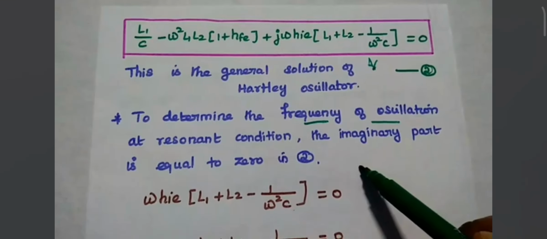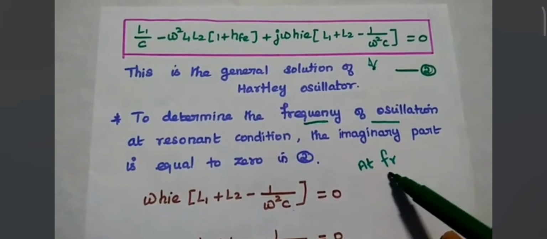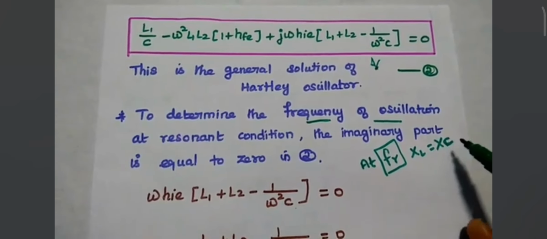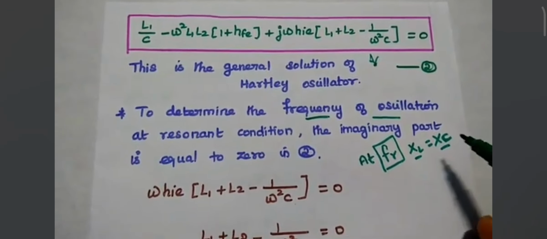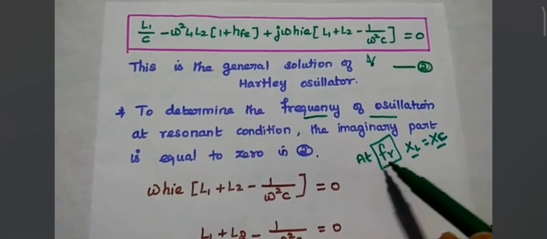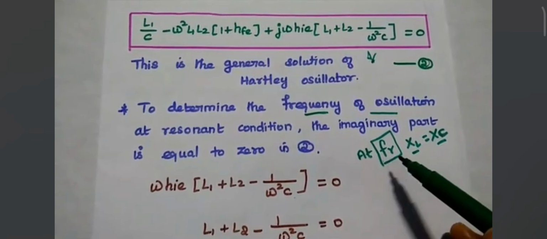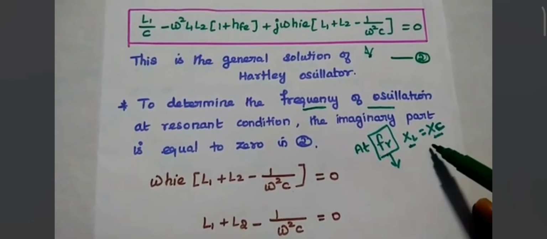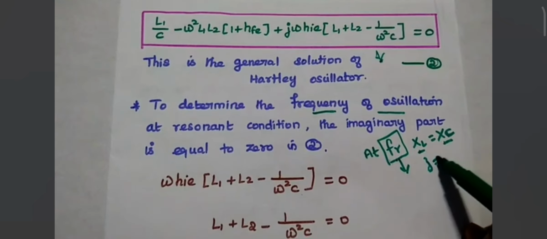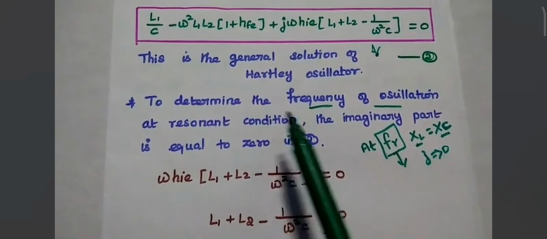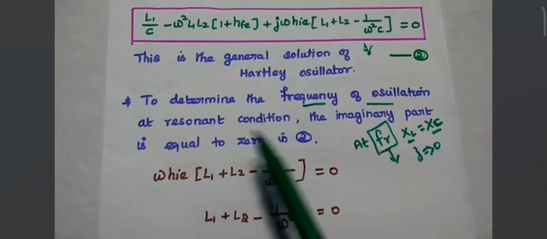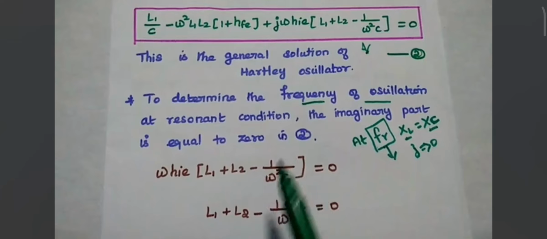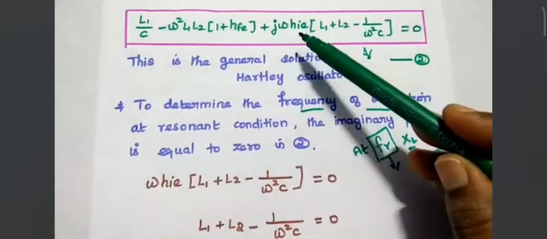So here, we know that at resonant frequency condition, the reactance values both are equal. That is XL is equal to XC. So if you want to find out the frequency of oscillation, it is nothing but the resonant frequency. At this frequency, the reactances cancel each other to give the imaginary part as 0. So in order to determine the frequency of oscillation at resonant condition, the imaginary part of this second equation is equal to 0. So what is the imaginary value?